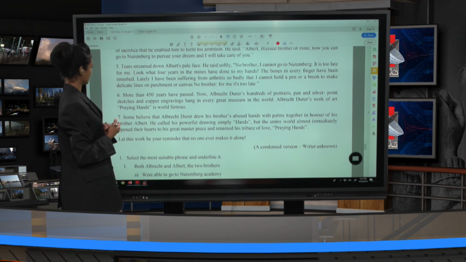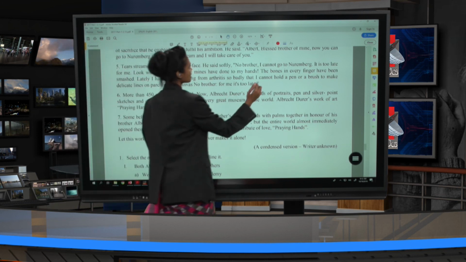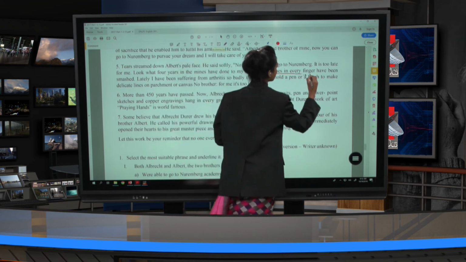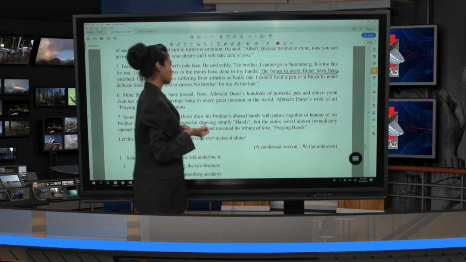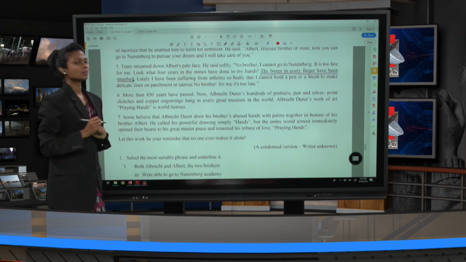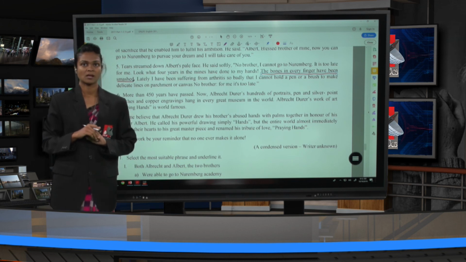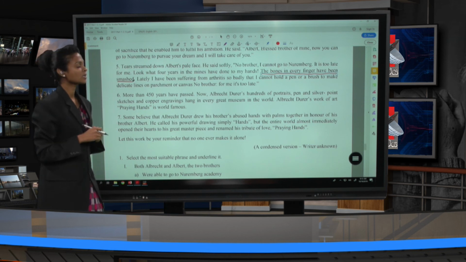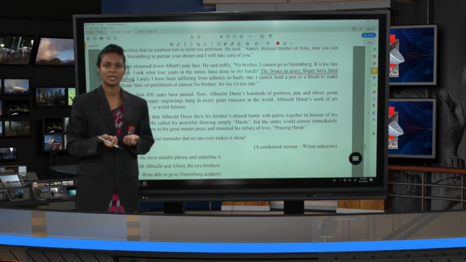See, the bones in every finger have been smashed. This must be your answer. The bones in every finger have been smashed, damaged.